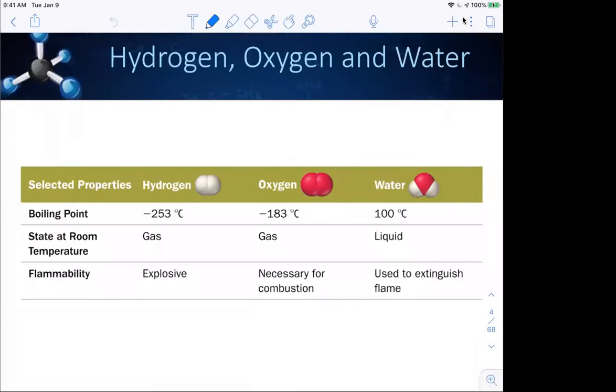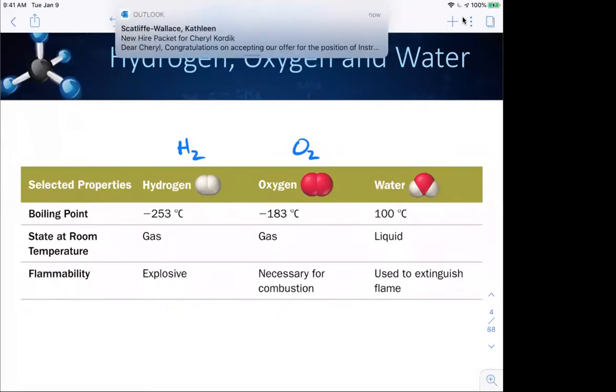For example, hydrogen is a gas at room temperature and ambient pressure. The boiling point is minus 253 degrees Celsius. It's explosive. Notice this is H2, so that's a diatomic molecular element. Oxygen is O2, that's also a diatomic molecular element. It has a boiling point of negative 183 degrees Celsius. It's also a gas at room temperature.